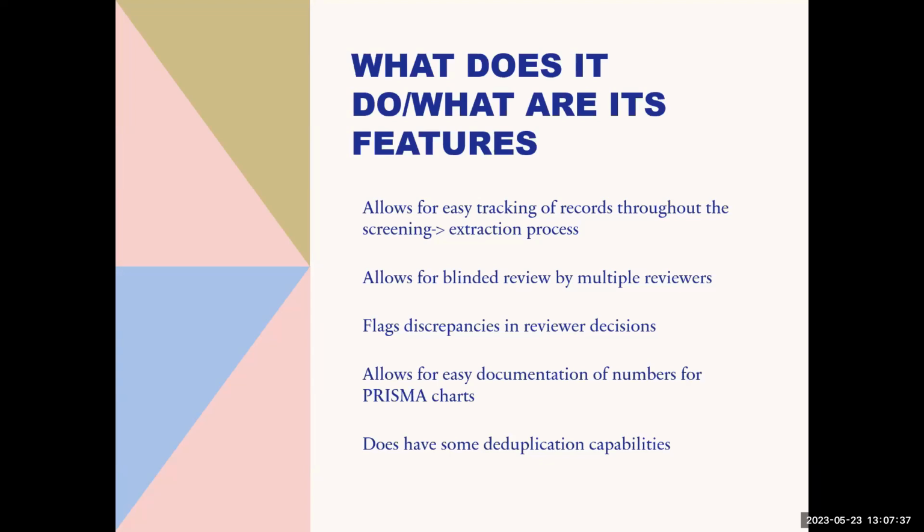It allows for blinded reviews by multiple reviewers. So if you have two people screening, you don't see the other person's decision, so there's less bias in that way, which can be harder to replicate in more homegrown systems. It flags discrepancy in reviewer decisions. So it's very easy to say, oh, one person said to include this, one person said no, let's look at these and make a final decision. It allows for easy documentation of numbers for the PRISMA charts. And it does have some deduplication capabilities.